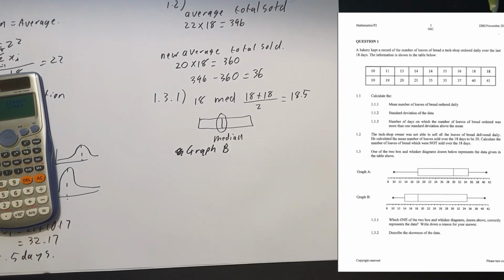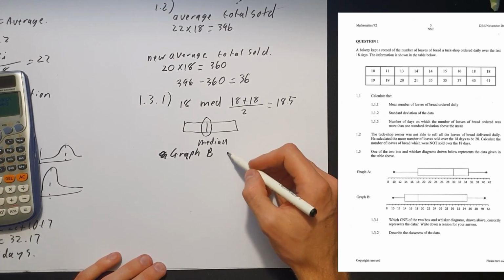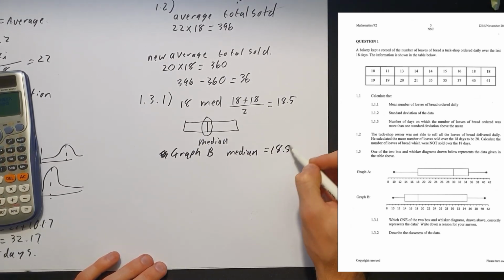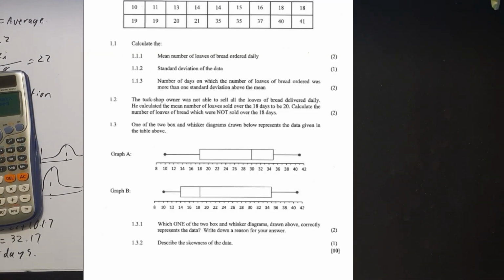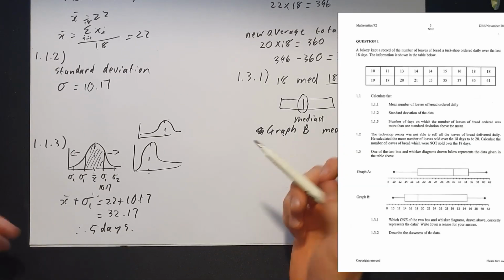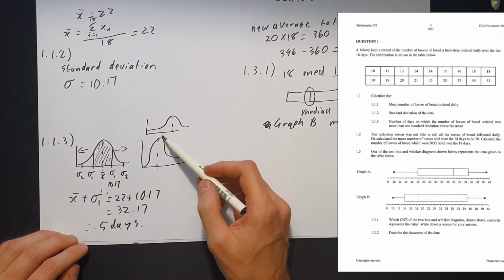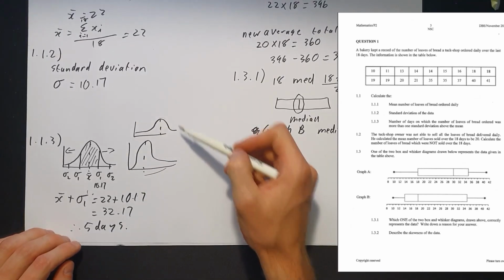Okay, and then they say write down a reason for your answer. Well, we've just shown that the median equals 18.5. Okay, now the last one asks you 1.3.2, describe the skewness of the data. Okay, so the skewness of the data is asking what does my data look like. Okay, so remember I said ideal. Okay, this would be non-ideal situations. Okay, fortunately this is what Marx looks like.